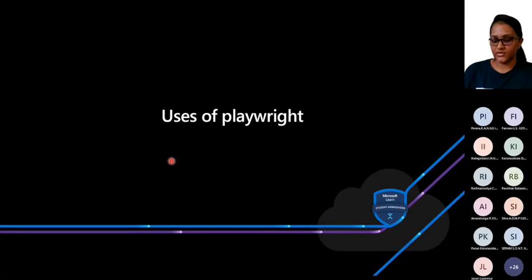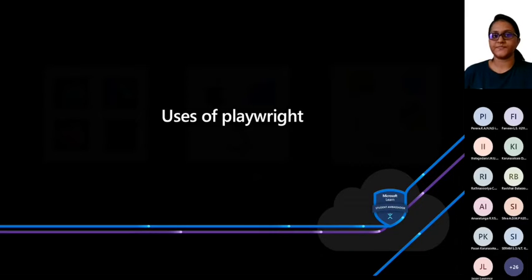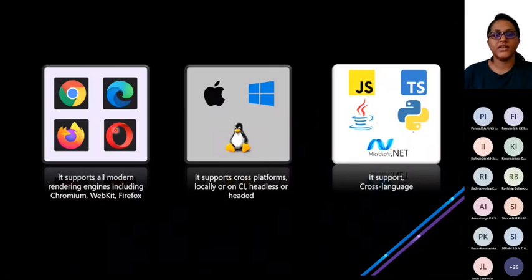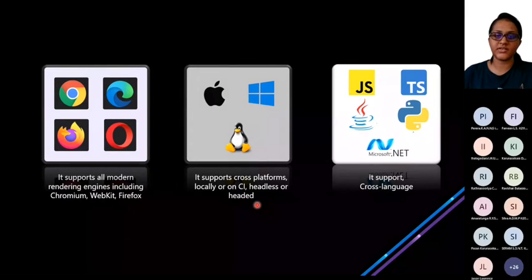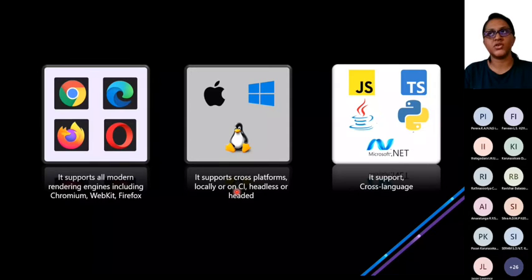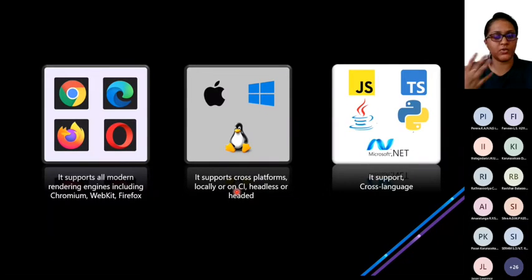Okay. The uses of Playwright. It supports all modern rendering engines, like Chrome, Microsoft Edge, Firefox, Opera. If we take WebKit, maybe Safari. Likewise, it supports all modern rendering engines. Also, it supports cross platforms like macOS, Windows, Linux. They are mentioning locally or on CLI. What is that? If you're building an application locally, you can install the Playwright dependency and work on them.